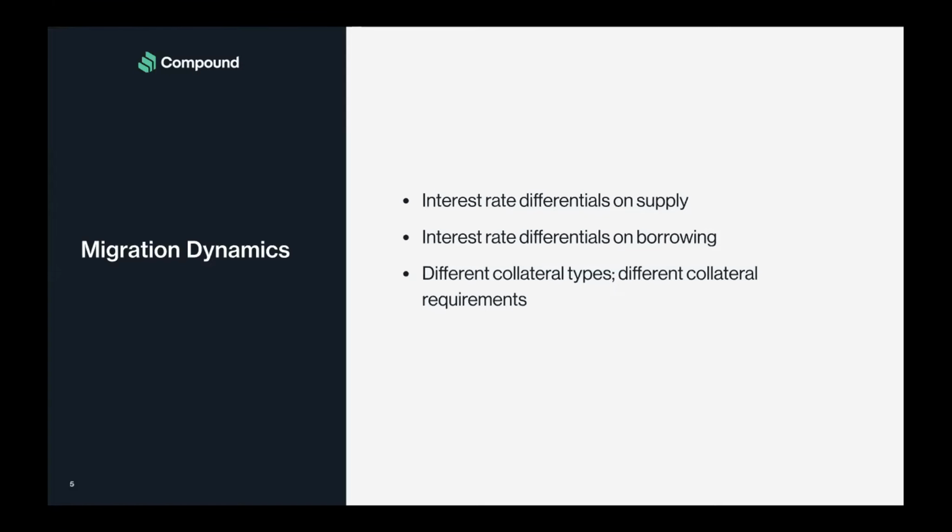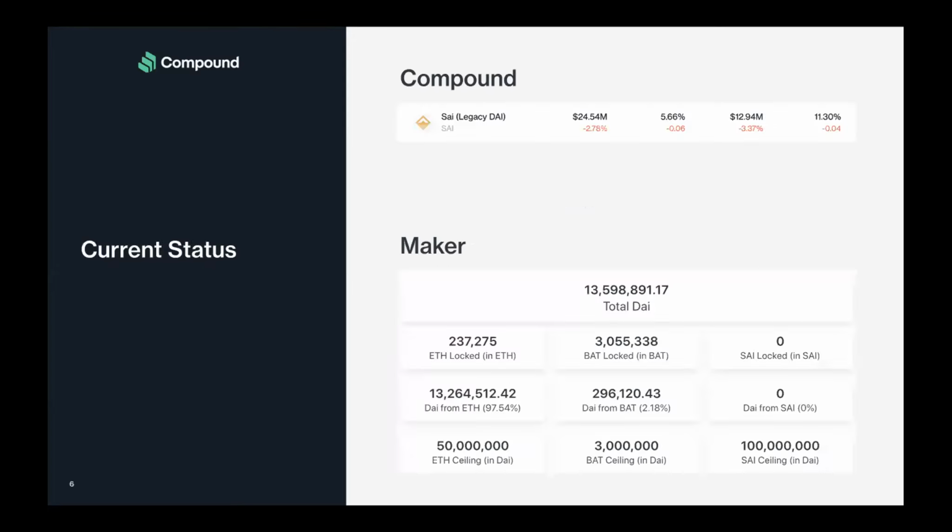from Compound. Lastly, there's differences in collateralization and collateral types. Currently, Maker supports Ether and Basic Attention Token as the two collateral types to create Dai through the Maker platform, whereas Compound offers different collateral types at different collateralization requirements. It's hard to model exactly what type of impact this will play in the migration, but we definitely think that it's an interesting set of parameters to keep your eye on.